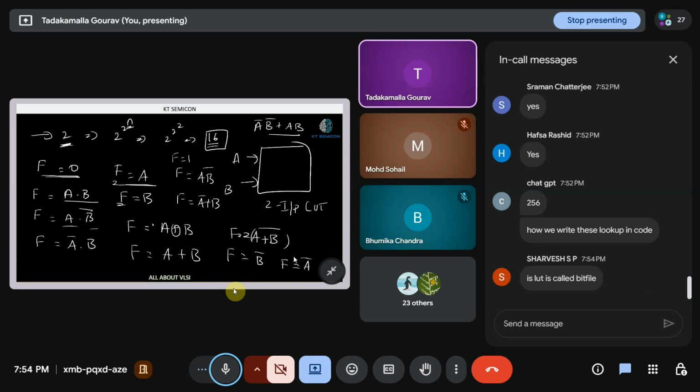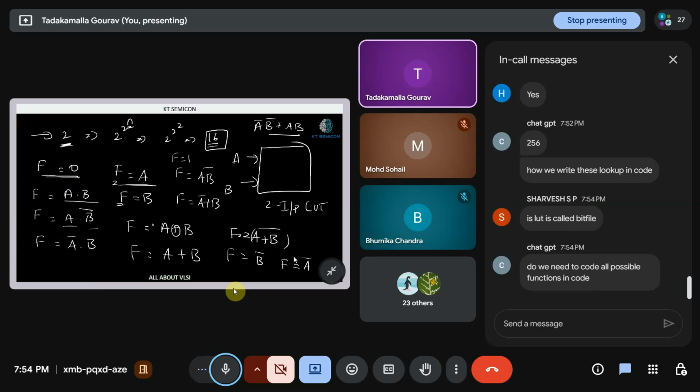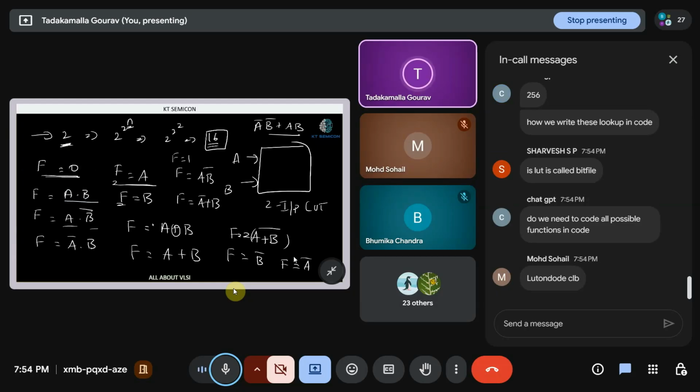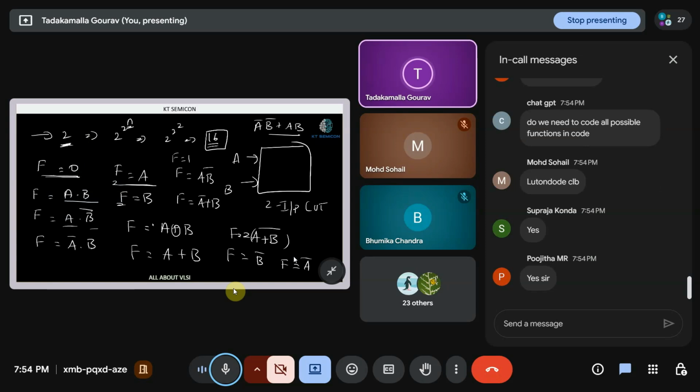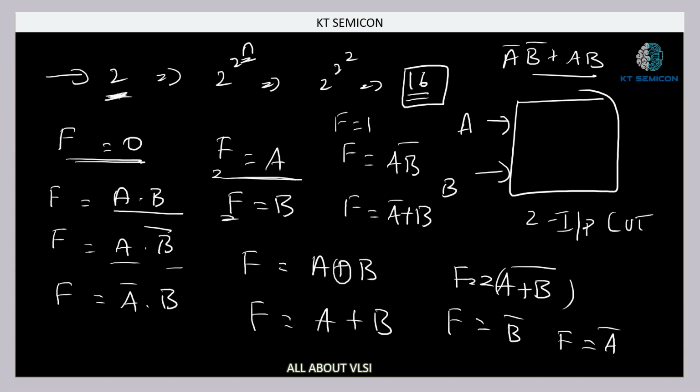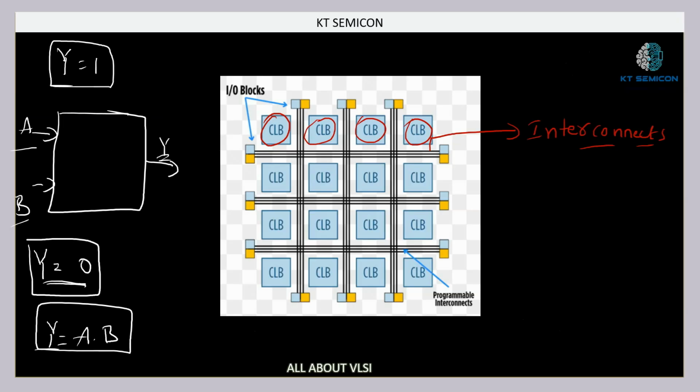Is it clear? Yeah. So shall we move forward? Is it clear? Yes or no, please respond in the chat box. Shall we move forward? Sahil, I didn't get your text. LUT on load CLB. Yes. Okay.